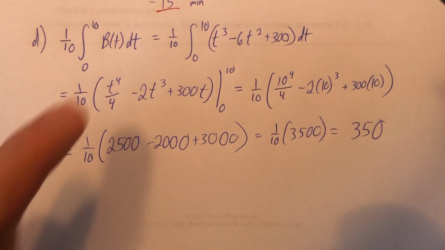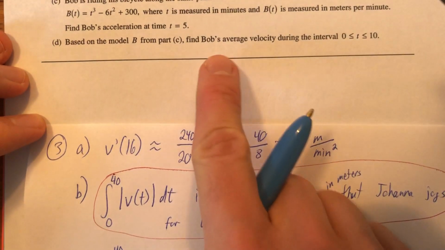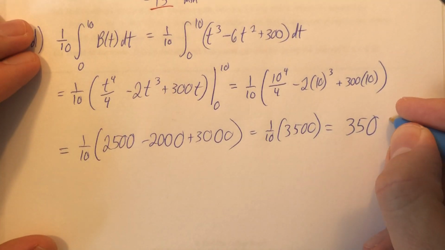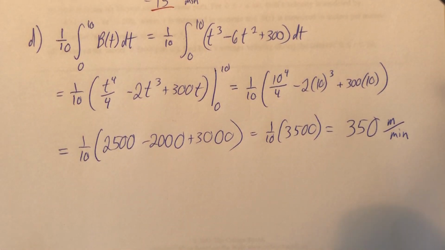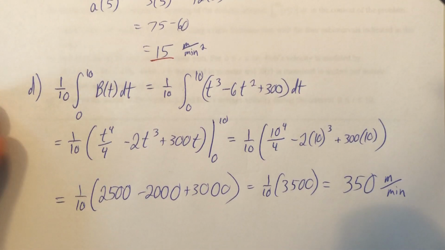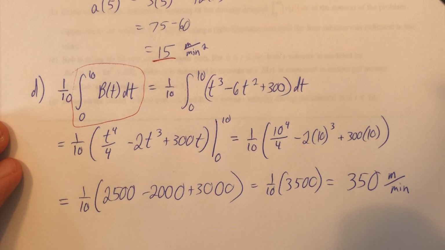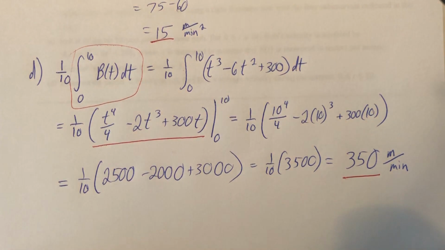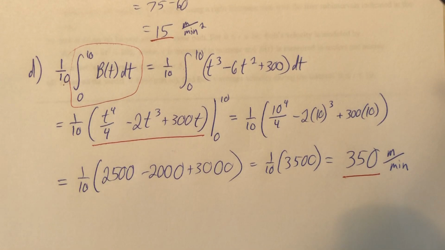What is the function? Well, the function is B. What does the function represent? Bob's velocity. How do we measure Bob's velocity? Bob's average velocity of the bicycle, meters per minute. Bob averaged 350 meters per minute in the first 10 minutes. Okay, here's a point. The integral was a point right here. The antiderivative was a point. And the answer was a point. What about that 1/10? Well, that'd have been wrong if you didn't have it back here anyway. All that stuff in the right place.